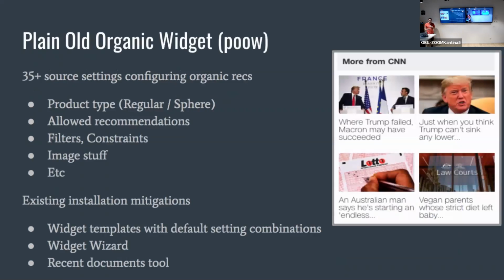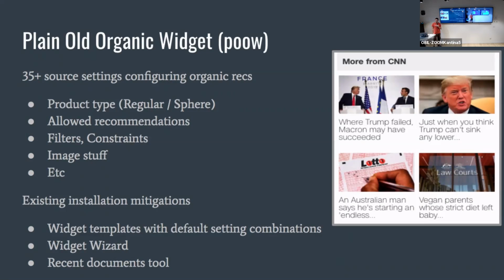So what is the organic recommendation? The simple organic recommendation is really complex as is. There are over 35 source settings just to configure the backend flow. There are many more to configure front-end stuff like display. So it's pretty complex, especially if you think about it as a black box. You're a GTO or a front-end guy, and you configure source settings, and then you expect to see some organic recommendation populating the widget, and you don't have a view of the backend side of it.